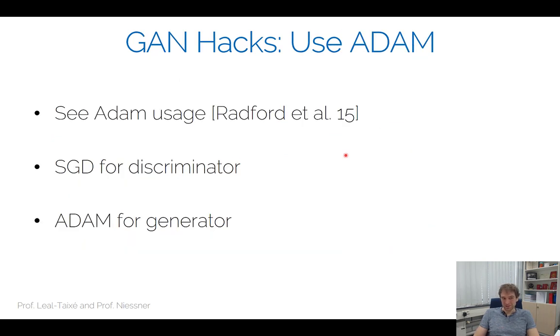The optimizers, people typically use Adam for the generator, SGD for the discriminator. That's a thing you can play around with. This is a standard thing. You see this very quickly based on the training curves. If the training curves don't look good, you can change stuff here. That's the first thing I would always do. Check your training curves, and you see this after a few minutes, basically.